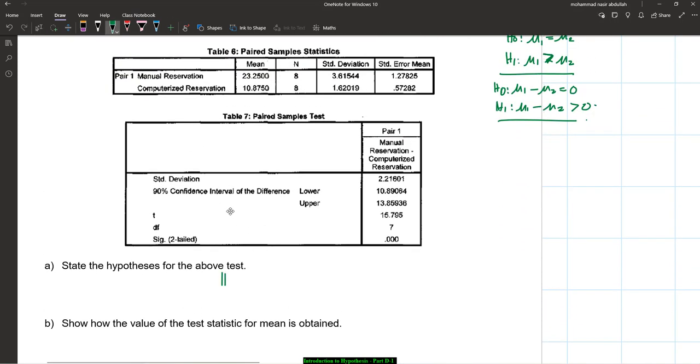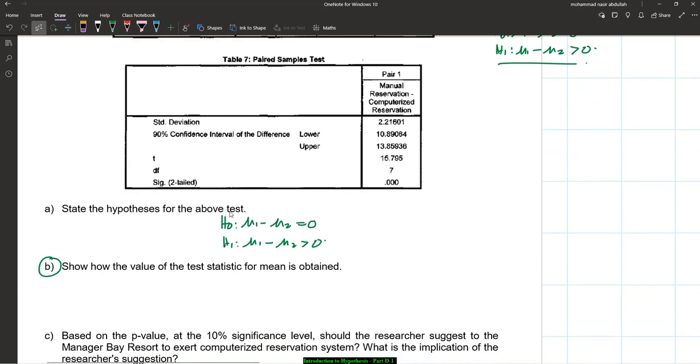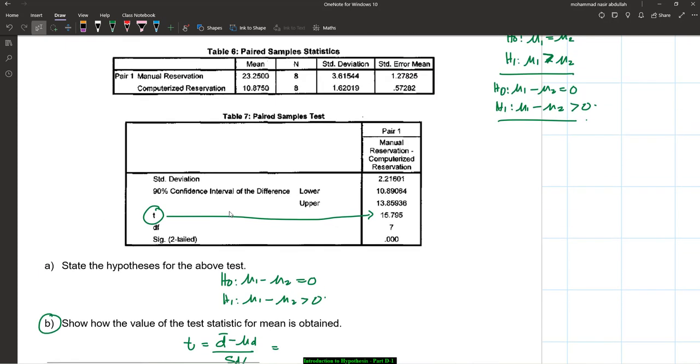So null hypothesis we already created before, mu1 minus mu2 equal to 0. Alternative hypothesis mu1 minus mu2 more than 0. Show the second question, show how the value of test statistic of mean is obtained. Test statistic for mean is obtained, this one, right? So we need to show this one, t equal to d bar minus mu d divided by sd divided by square root of n.